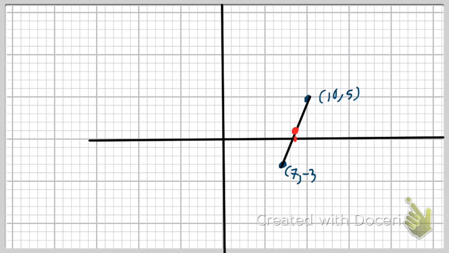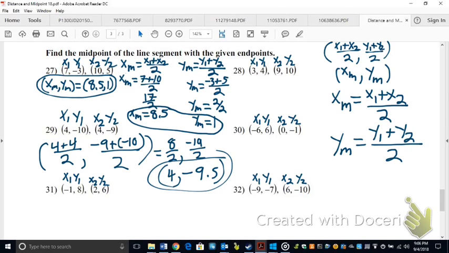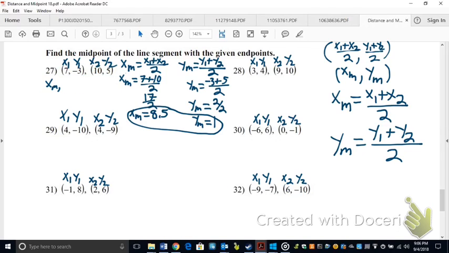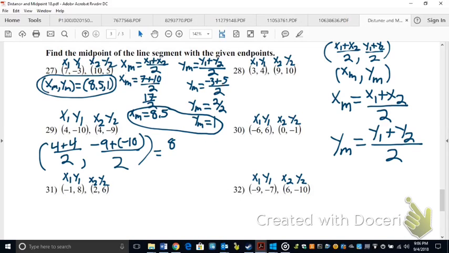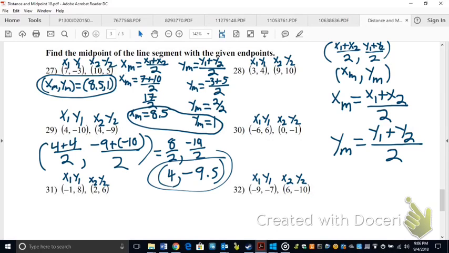So, going back, that was our answer. The x and y ordered pair of our midpoint is 8.5, 1. Repeating that for number 29, we have 4 plus 4 over 2, -9 plus 10 over 2. So what I did there was I set it up kind of the way that you will sometimes see the midpoint formula in the book. And if you run through there, you get 4, -9.5, which is correct.